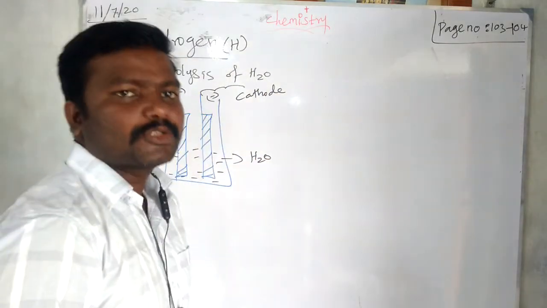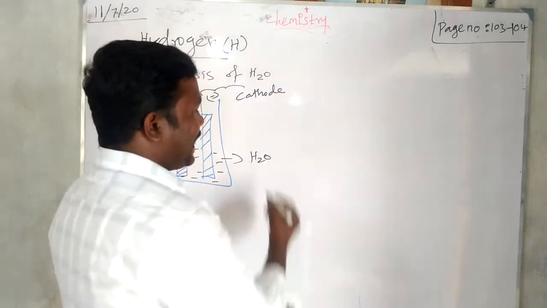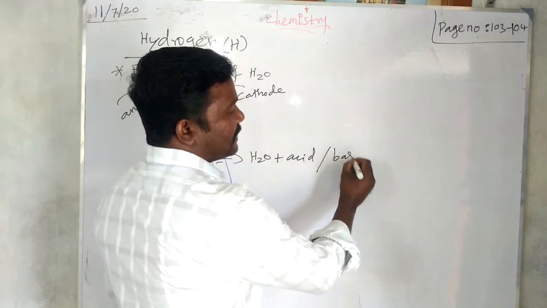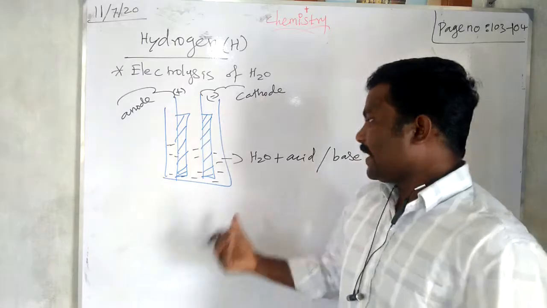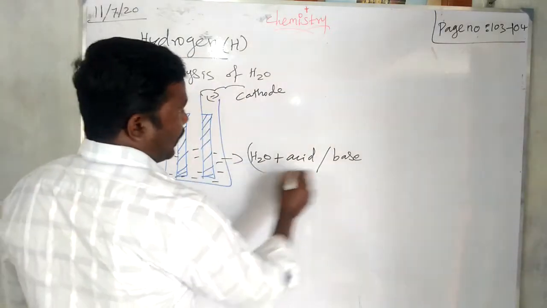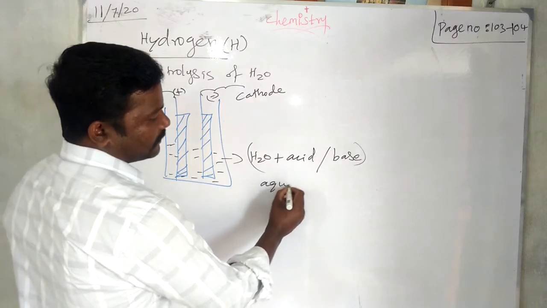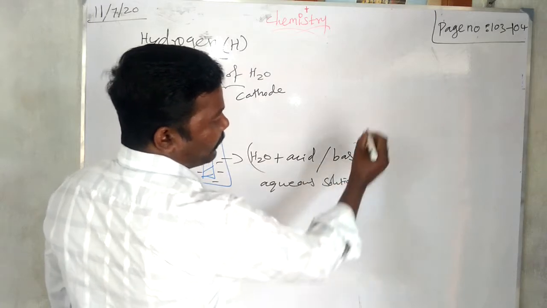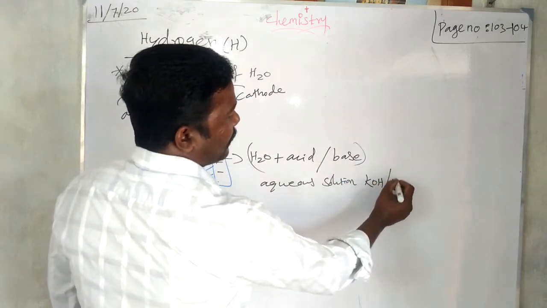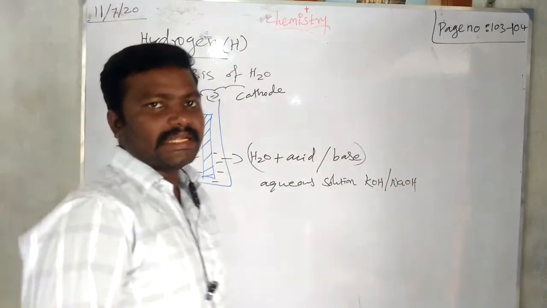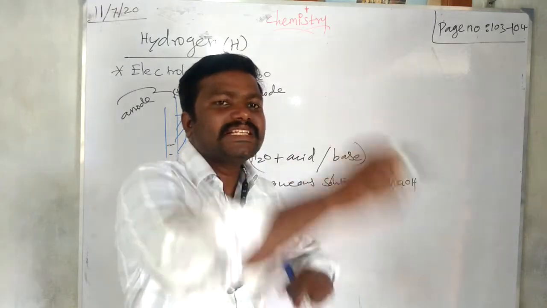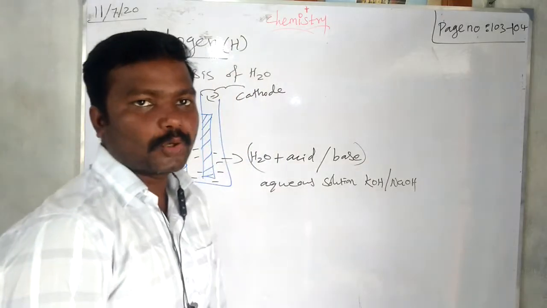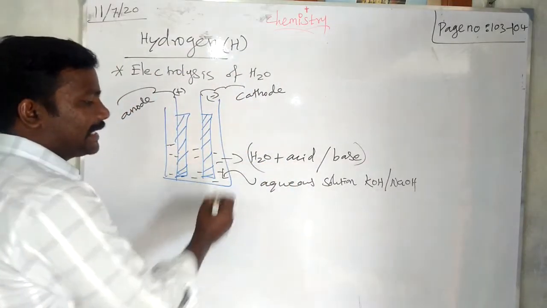What do you mean by trace? A small amount. So water with a small amount of acid or base added. Alkali means base. Otherwise we can take the aqueous solution of KOH or NaOH. Aqueous solution means this particular chemical is dissolved in water. So an aqueous solution of potassium hydroxide or sodium hydroxide can also be taken for this electrolysis.